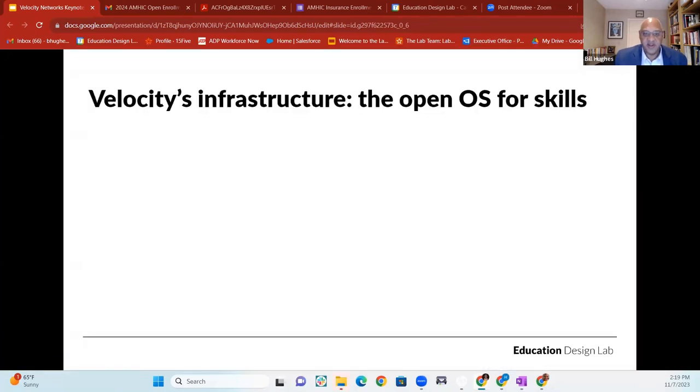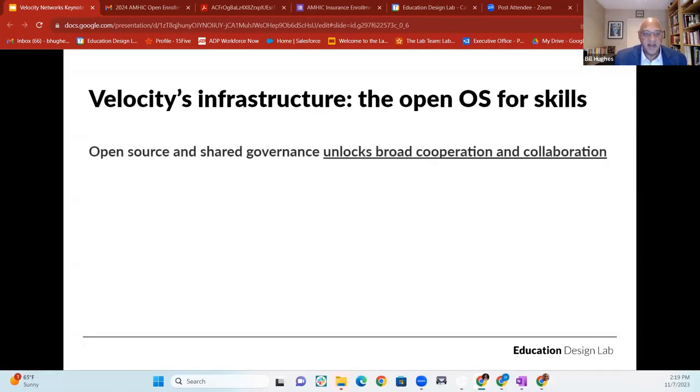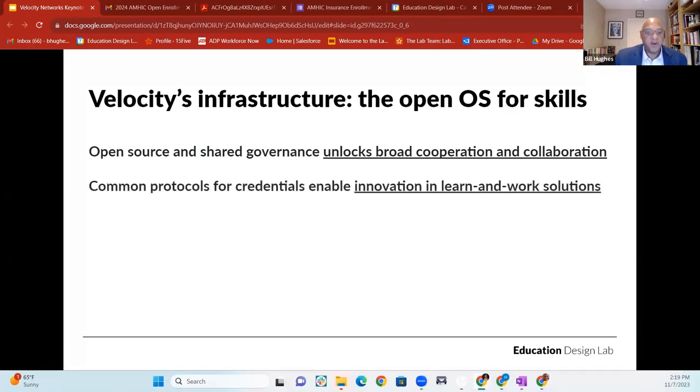Velocity's infrastructure gives promise for us to have an open OS for skills. It has a few key characteristics to make that work. One is open source and shared governance that unlocks broad cooperation and collaboration across vendors and other innovators. Another is a common protocol for credentials that enables innovation in the learn and work solution space, so that apps can be built as easily and in such a varied way as they are on the mobile phones that we have today.